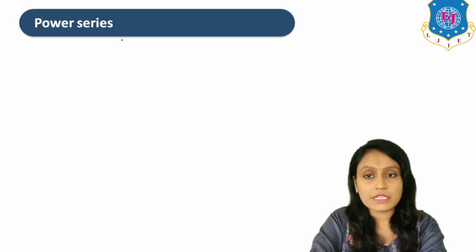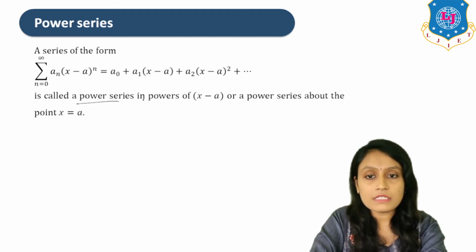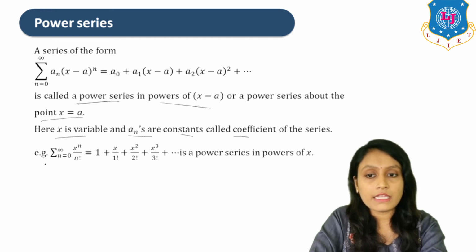Next topic is power series. A series of the form summation an x minus a whole raised to n, expanded, with n equal to 0, you will get a0 plus a1 into x minus a plus a2 into x minus a whole square and so on. This is called a power series in powers of x minus a, or a power series about the point x equal to a. Here x is a variable and the an, that is a0, a1, a2, are constants and are called the coefficients of the series.